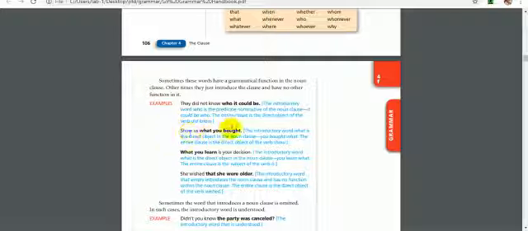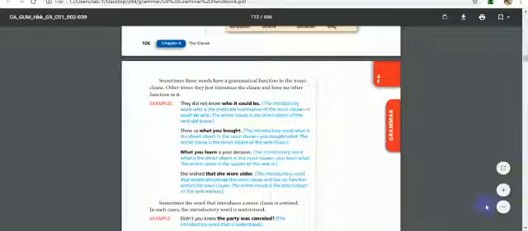Show us what you bought, the same idea. What you bought is direct object for this verb show, action verb. What you learn is your decision. The entire noun clause here is working as a subject because it has this linking verb is. She wished that she were older. The entire clause here, that she were older, is direct object of the verb wished.